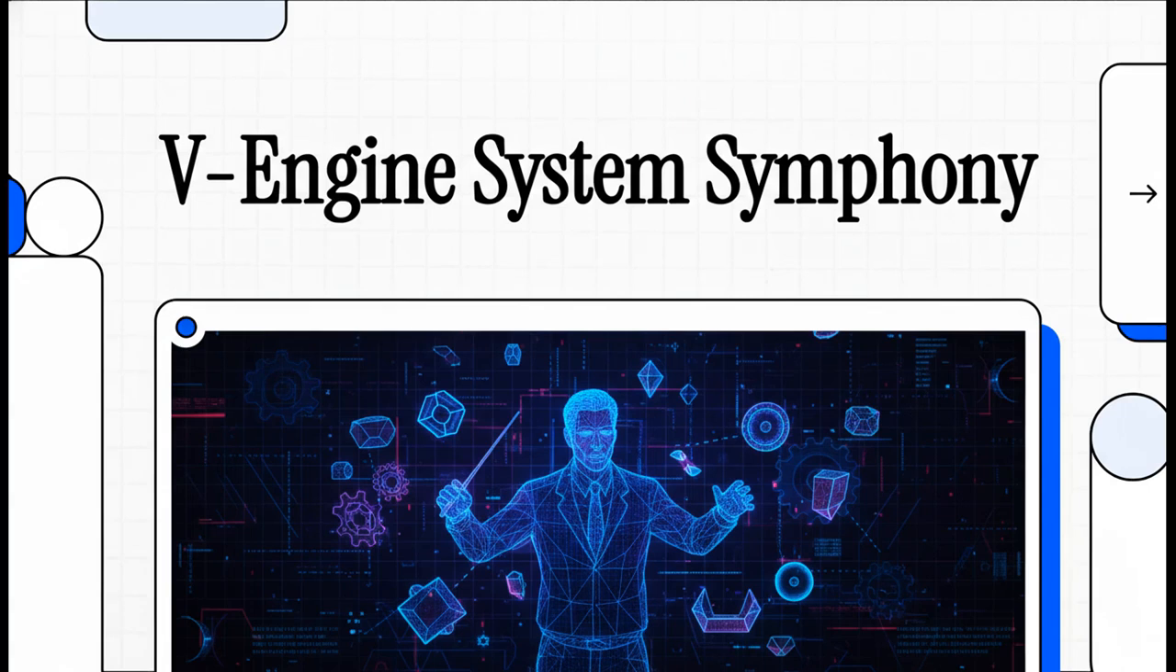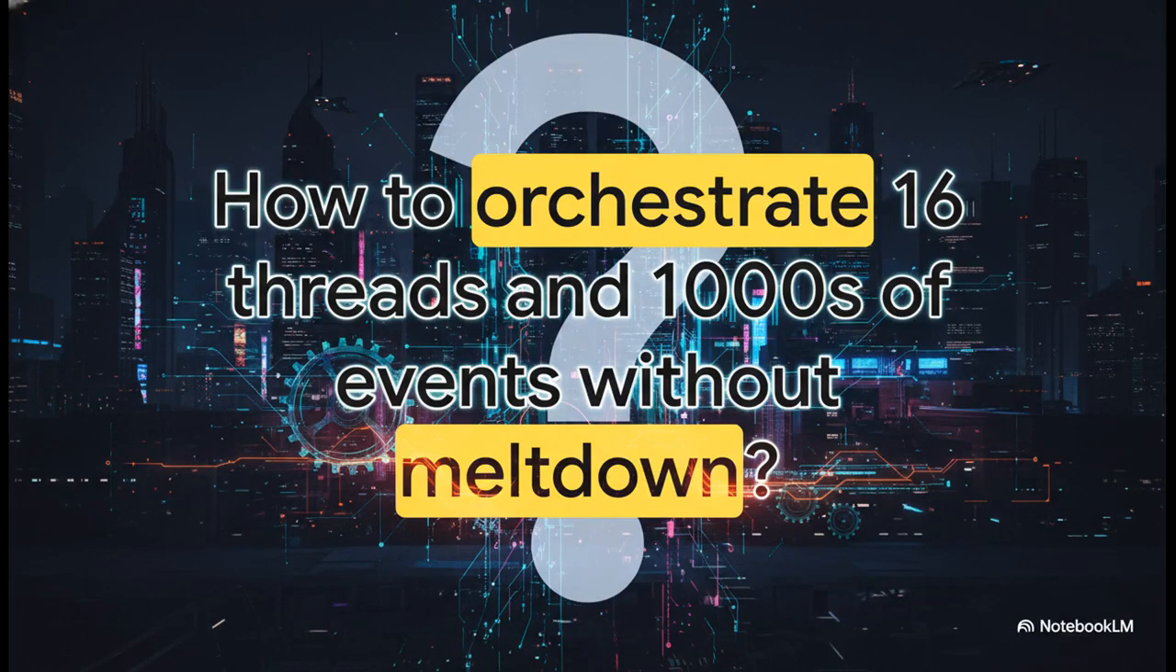Have you ever just stopped and wondered how a massive, complex game, with literally thousands of things happening all at once, can run so smoothly, frame after frame, without just collapsing under its own weight? Well, it's not magic. It's a masterpiece of engineering. And today, we're going to dive deep into the V-Engine's architecture to see exactly how it conducts this incredible symphony of systems.